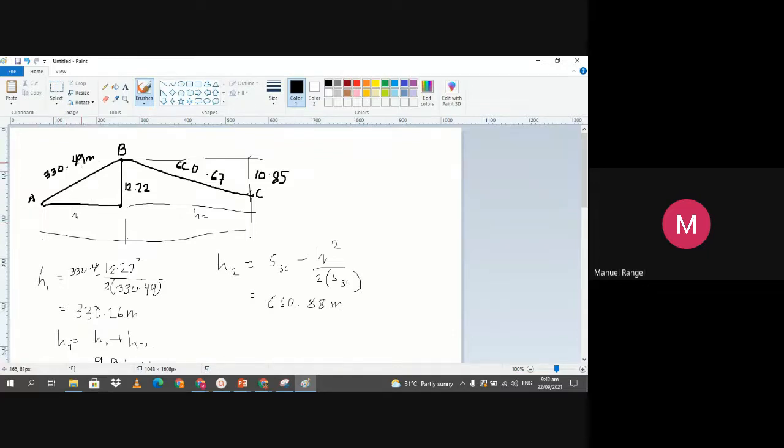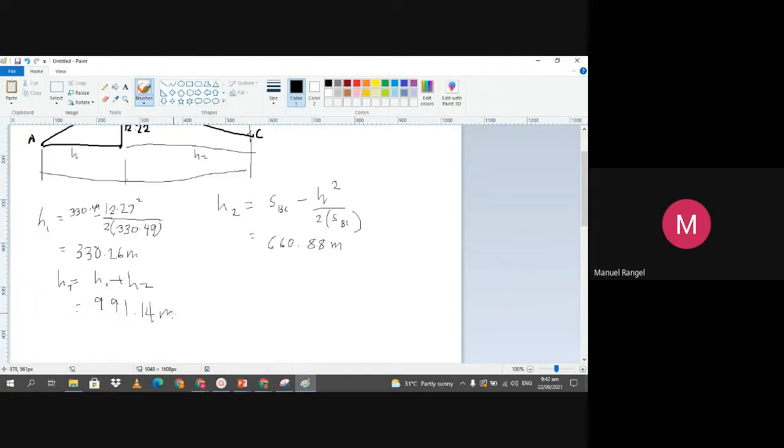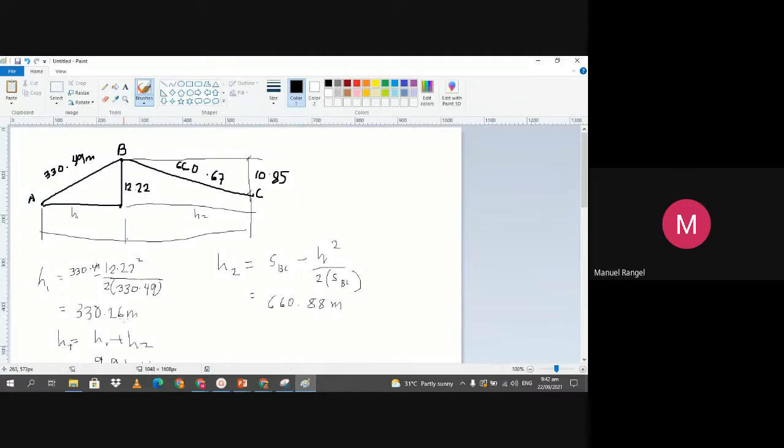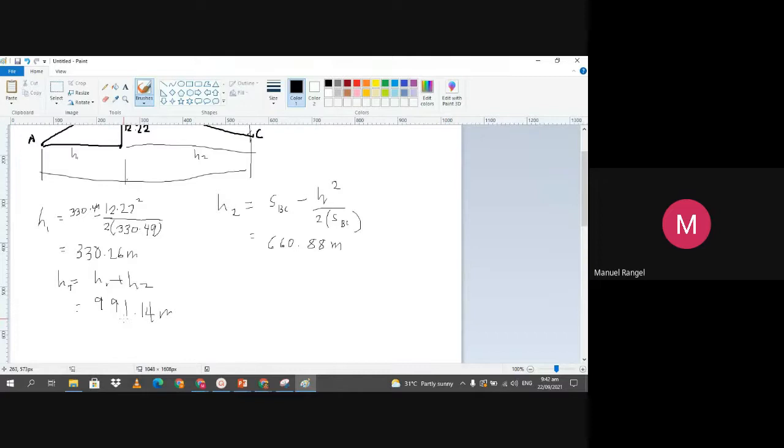Square root of 330.49 squared less 12.22 squared, plus square root of 660.67 squared minus 10.85 squared. So the result should be the same, since we are checking using the Pythagorean theorem. Plus points. Okay, just get it in the chat if it is the same.